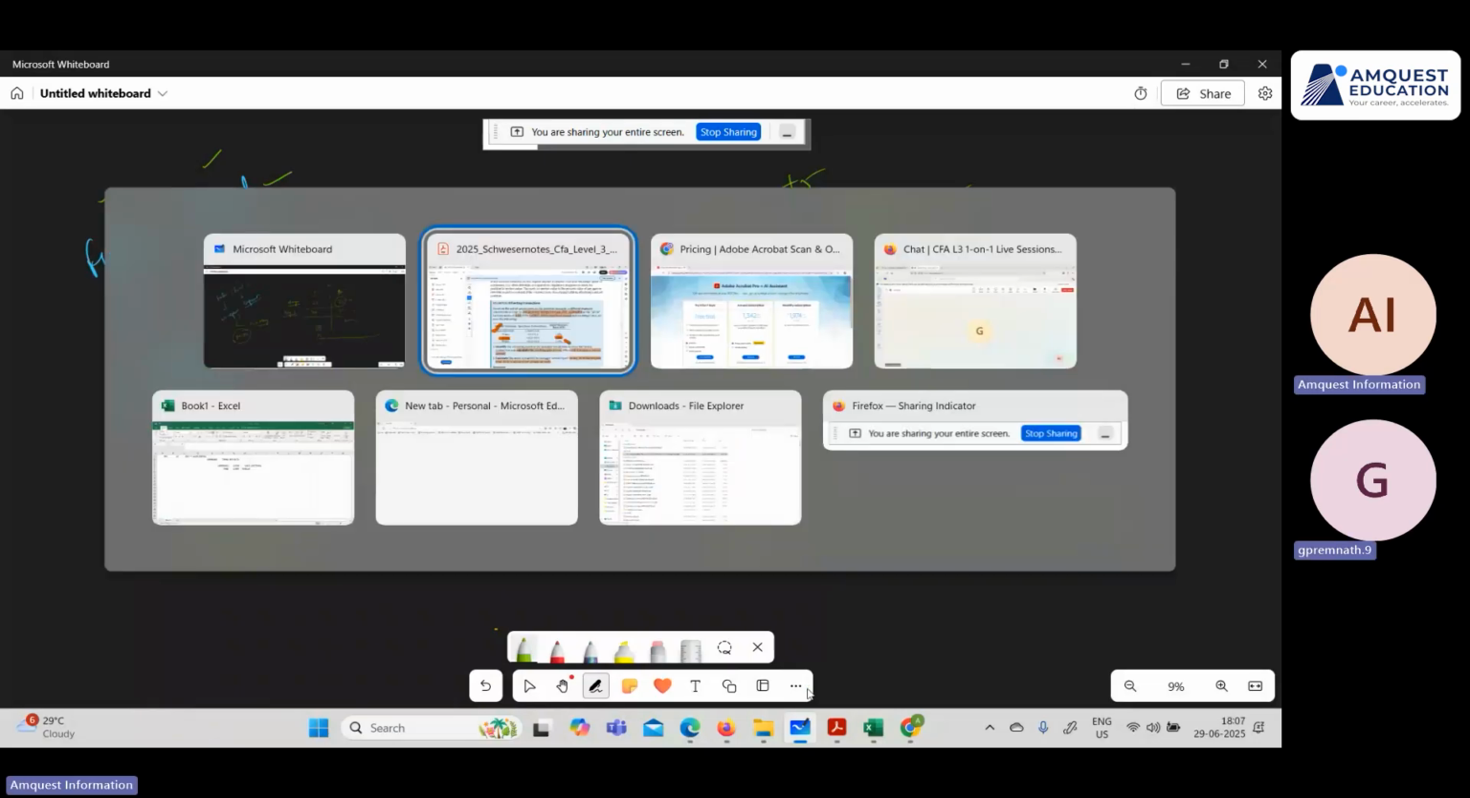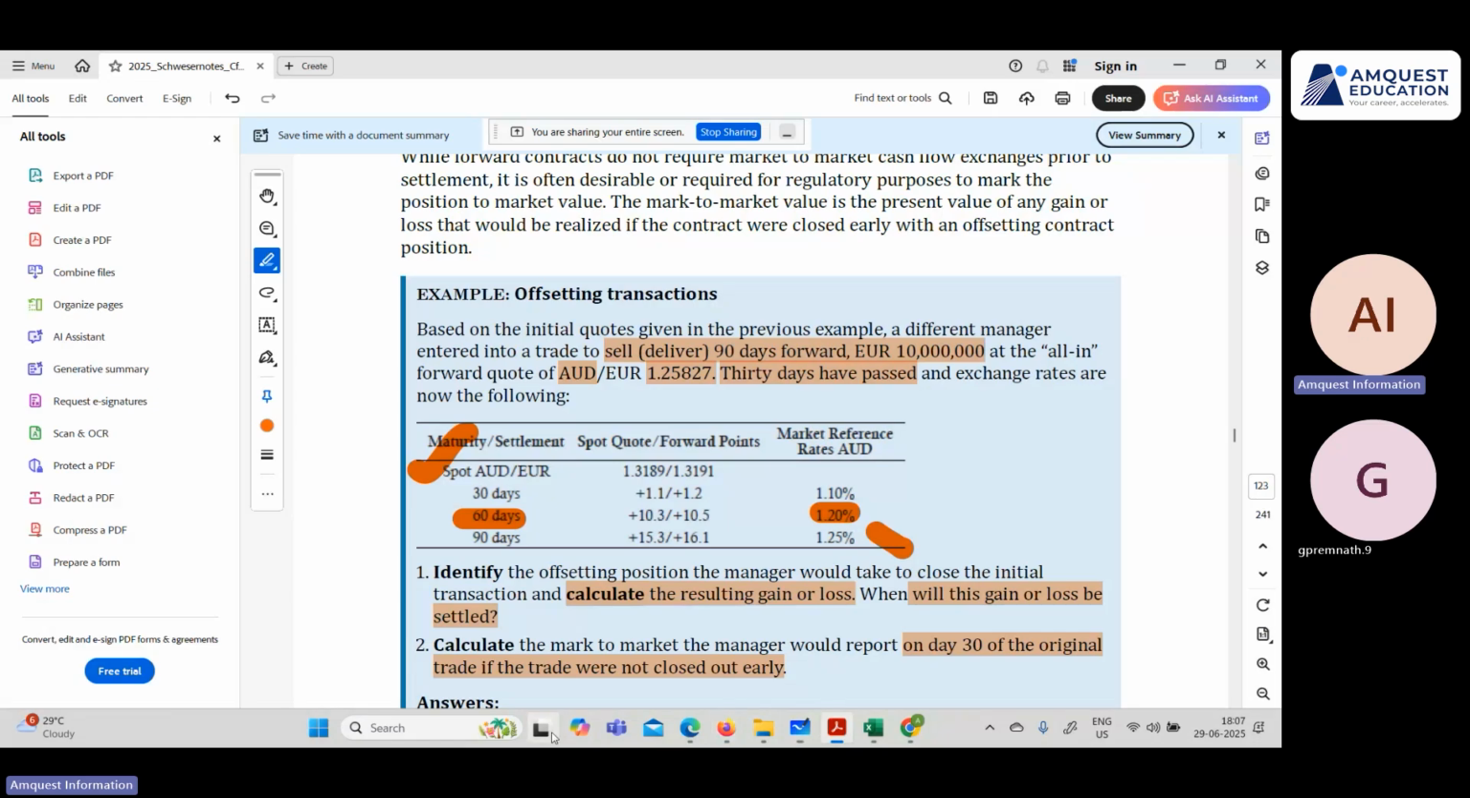So that's the same thing that we're trying to say here, that if you calculate the mark to market, it clearly means that you're doing an offsetting transaction. But I'm saying nothing will happen early. If everything is going to happen at the end of the contract, then what is the mark to market value as of today?